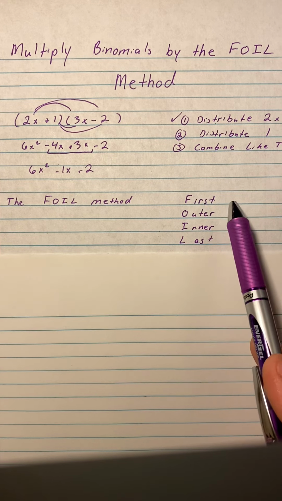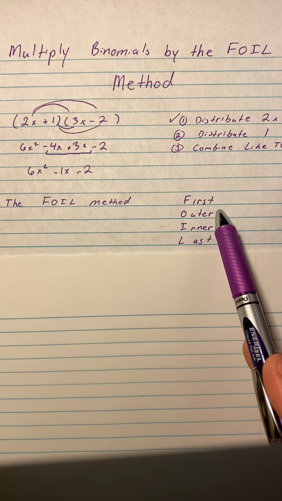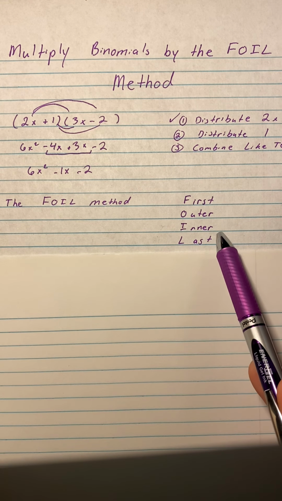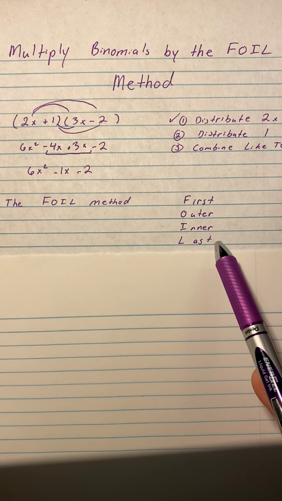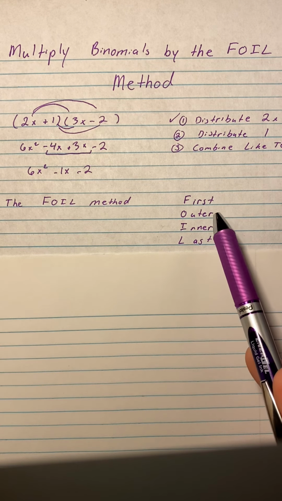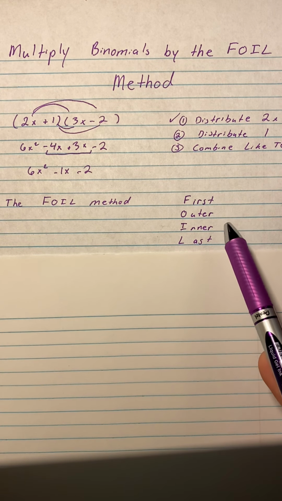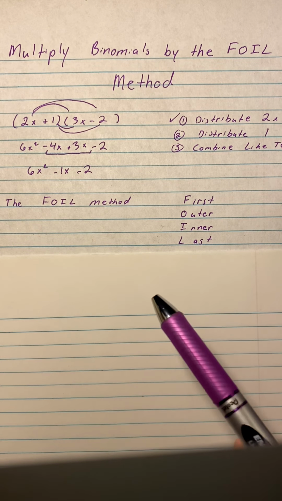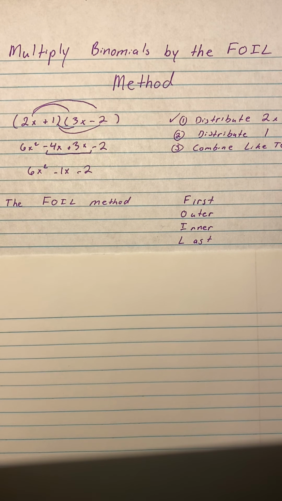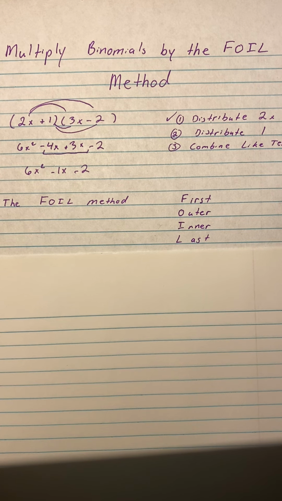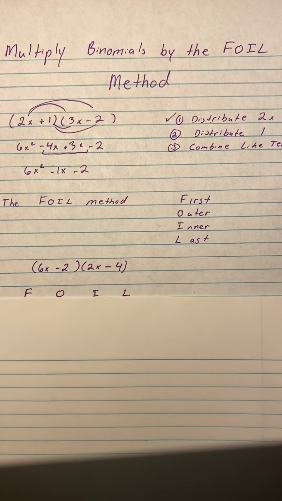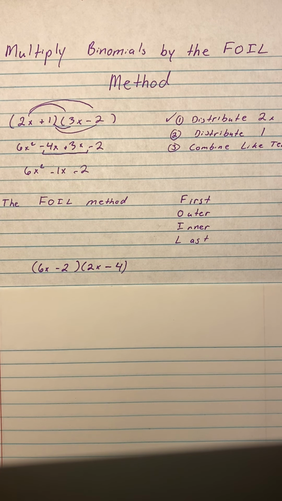You're going to multiply the 2 first terms together, then the 2 outer terms, then the 2 inner terms, and then finally the 2 last terms. So FOIL stands for first, outer, inner, last. And that's just a way to help you remember the 4 multiplications you're supposed to do when you multiply binomials. So let's try an example multiplying 2 binomials using the FOIL method. Let's try doing 6x minus 2 times 2x minus 4.